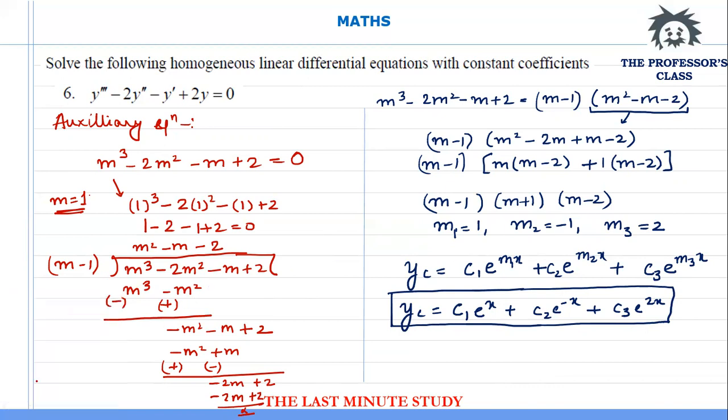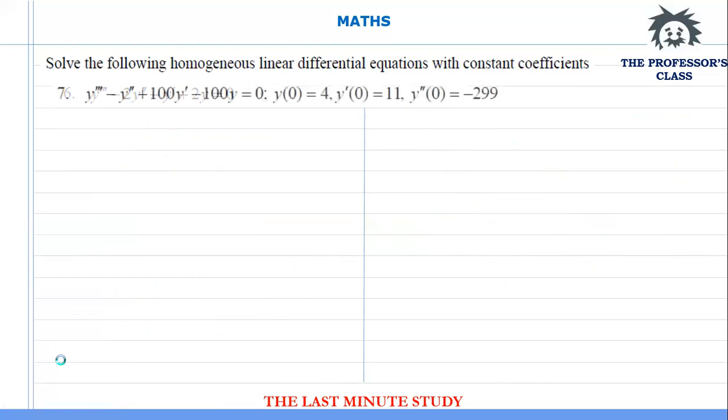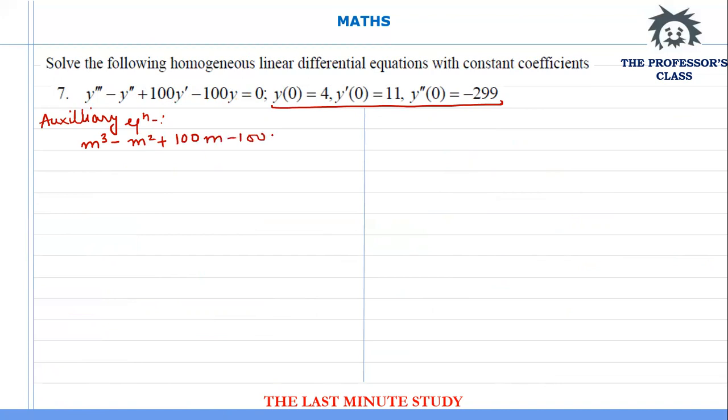Now let's try to solve the next question. Over here you can see the equation consists of three roots, and these initial conditions are given to me as well. So I'll be using both of them. Let's find out the auxiliary equation first, which becomes m cube minus m square plus 100m minus 100 equal to 0.